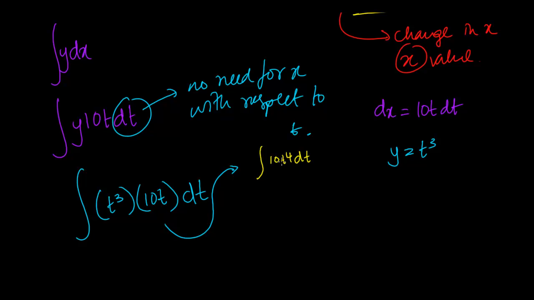And that means we just simply add 1 to the power of 4, so it will be t to the power of 5, and this will be 10, and we'll simply divide by 5, and that will give us 2t to the power of 5. That's your answer.